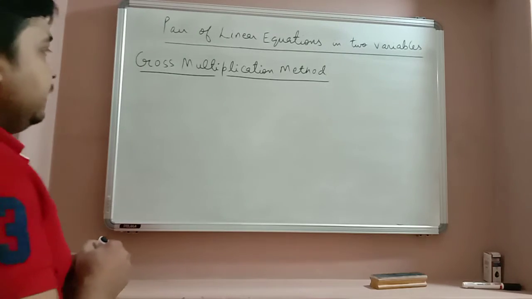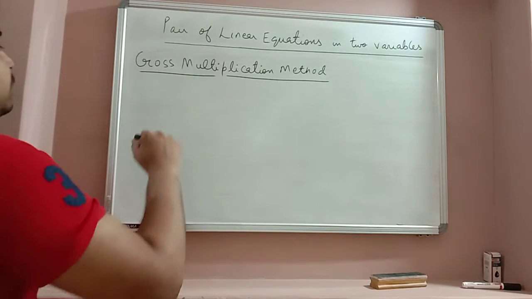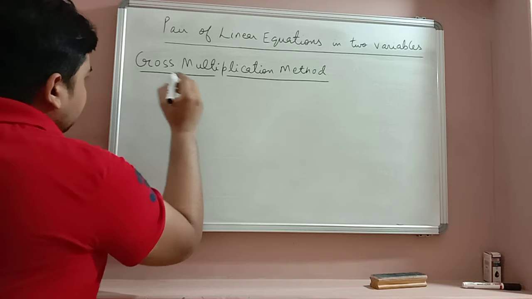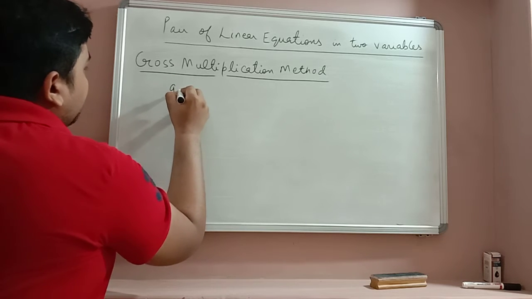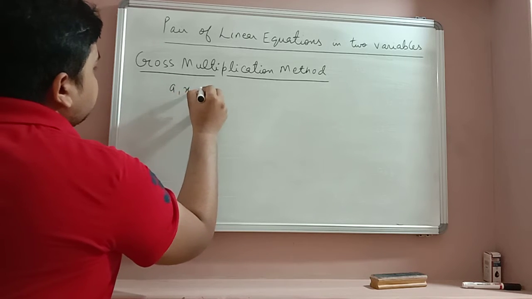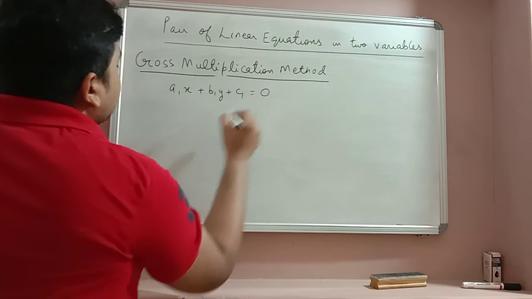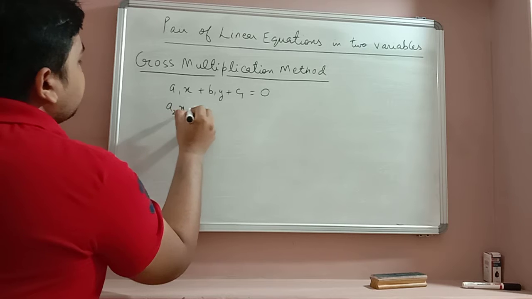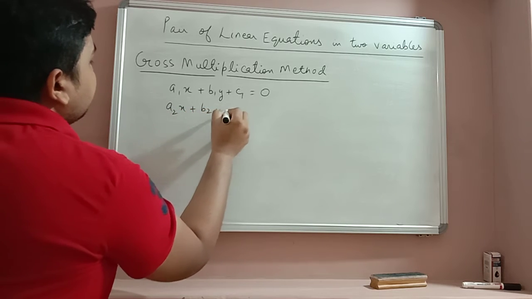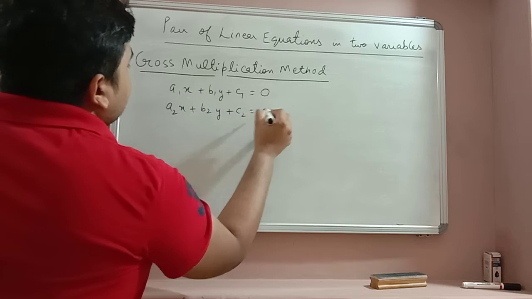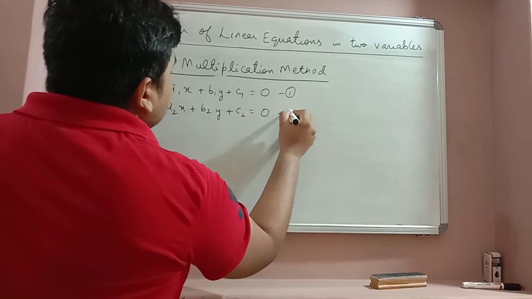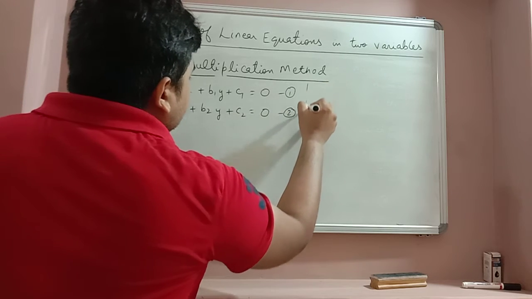Let's see and derive the formula for the cross multiplication method. Let me assume our two equations to be a1x plus b1y plus c1 equals 0 and a2x plus b2y plus c2 equals 0. Let me call this the first equation and this the second equation.